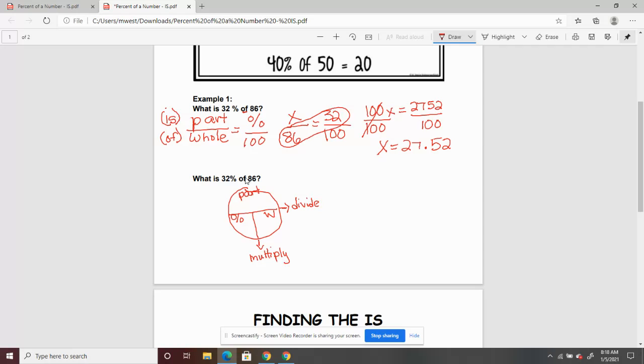All right, so we know that what is, we're looking for it, so we're not going to have any there. So we've got 32 as our percent, and our whole number is 86. So we're both down here, so we're going to multiply. So we're going to multiply 86 by the percent 32. We know that we have to change that percent to a decimal. So that's going to have us multiply 86 times 0.32. And when you put that in your calculator, you get 27.52. So you can do those either way, whichever one works best for you.